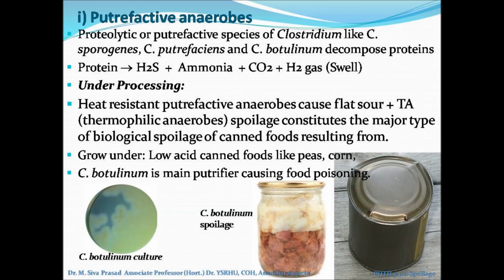This type of spoilage by putrefactive anaerobes is a major spoilage in the canning industry. This is the major spoilage caused in canned foods. And the bacteria, Clostridium botulinum, starts producing toxin, putrefying toxin, which causes poisoning of the food.